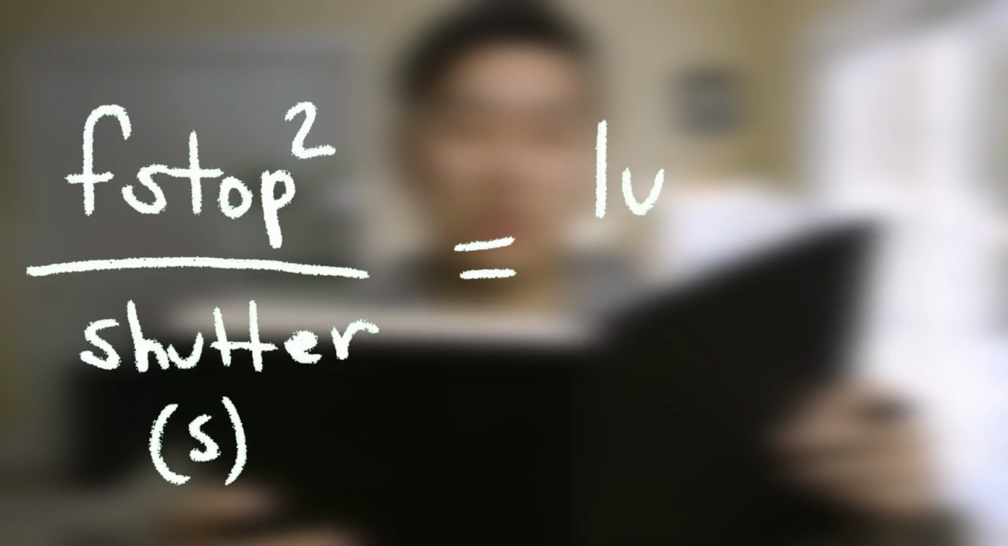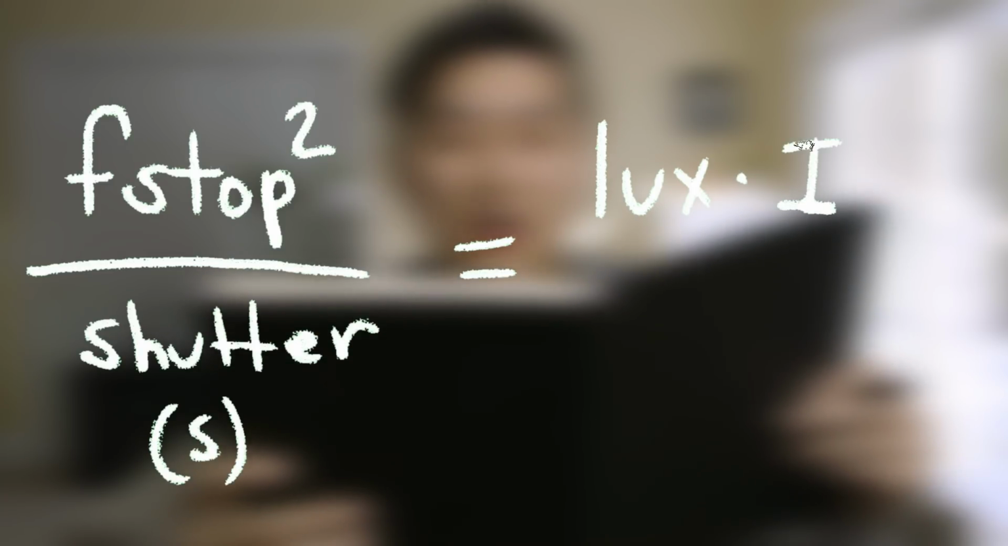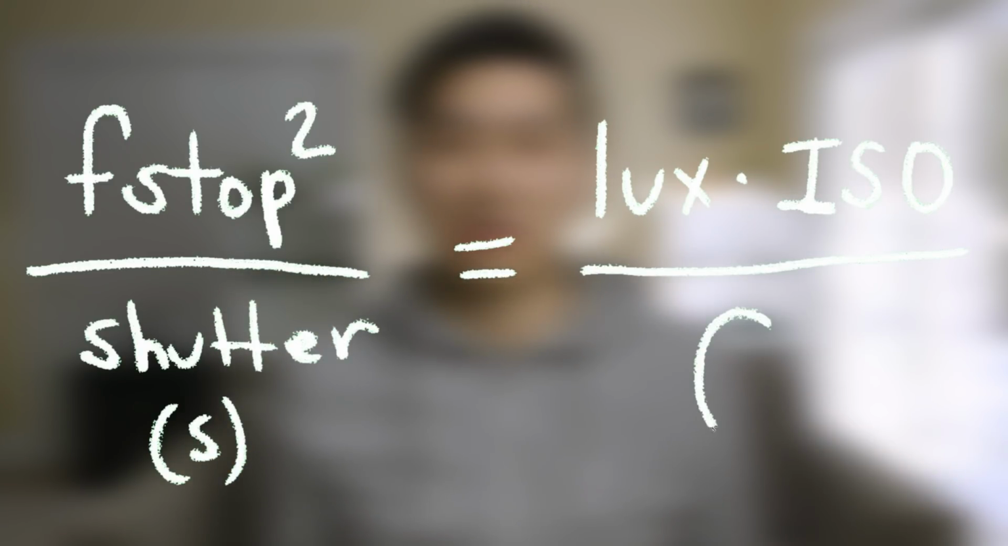So those are all the variables in the exposure formula, and now I'll show you how they relate to each other mathematically. So the exposure formula is the f-stop squared over the shutter open time in seconds is equal to the scene illuminance in lux multiplied by the ISO speed divided by the incident light meter calibration constant.